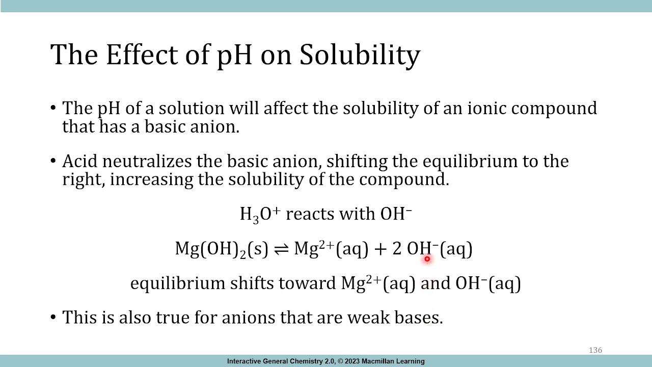What happens when we lower the concentration of one side? It causes the equilibrium to shift towards that side. So we're going to shift and become more soluble, aren't we? Because we're removing this species right here. That's turning into water. Okay. Can everybody see that nicely? Fantastic. Okay, so again, this is going to shift that equilibrium towards the products, towards the solubility. This is also true for anions that are weak bases.